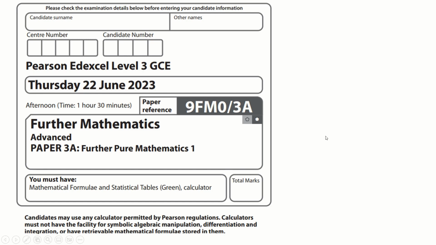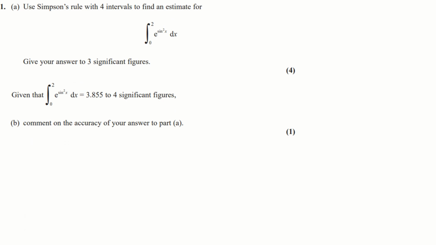All right, this is the FP1 paper from 2023. Let's just go ahead and do it. Bit of Simpson's rule first. So it says 4 intervals. So we start at 0, end at 2. The 4 intervals between 0 and 2 will be a half, 1, and 1.5, of course. That gives you 4 intervals between these things that you're doing.